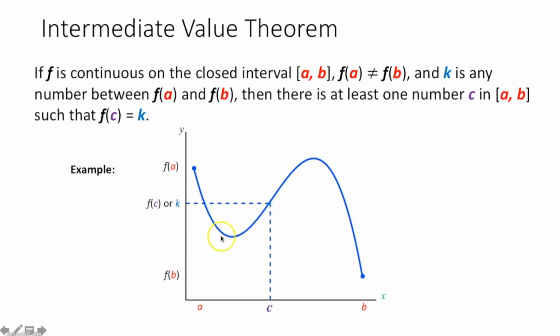So again, we have a continuous function, we have endpoints with two different y values, and we have k, some y value between f of a and f of b, the two different y values. Then there must exist, by the intermediate value theorem, some x value c, where if you were to plug it into the function, you would get a y value of k, that y value between f of a and f of b.